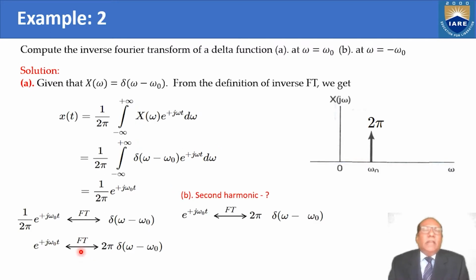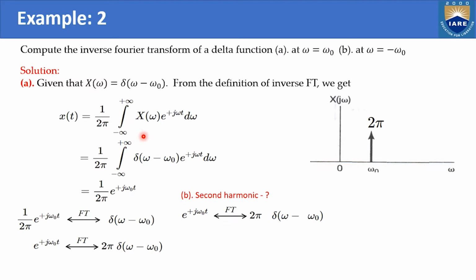Now consider another, similar example. Here we want to compute the inverse Fourier transform of a delta function at omega equal to omega naught, and also at omega equal to minus omega naught. As per the given statement, the Fourier transform is a delta function at omega naught, which mathematically means capital X of omega equal to delta of omega minus omega naught. This is the meaning of that. Then you substitute in the inverse Fourier transform equation, the synthesis equation. I have 1 by 2 pi here, and in this integral I have to substitute capital X of omega.